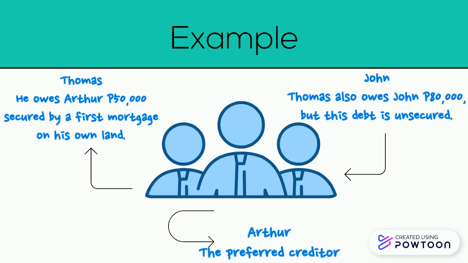Under the law, Arthur has preference to payment with respect to the land as against John, who is merely an ordinary creditor. If John pays the debt of Thomas to Arthur, John will be subrogated in Arthur's right so that he can have the mortgage foreclosed in case Thomas fails to pay the 50,000 debt.